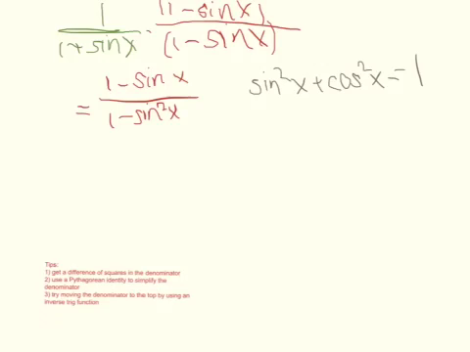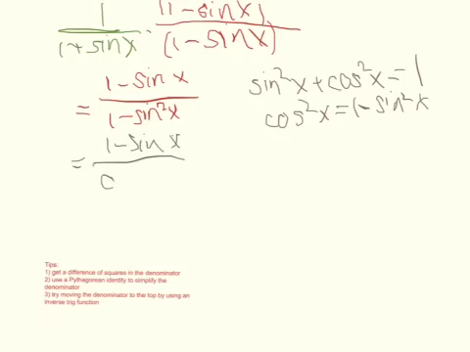If I subtract sine squared from both sides, I get cosine squared x equals 1 minus sine squared x. Now I can plug in cosine squared x for 1 minus sine squared x. When I do that, I get 1 minus sine x on the numerator, and my denominator becomes cosine squared x.